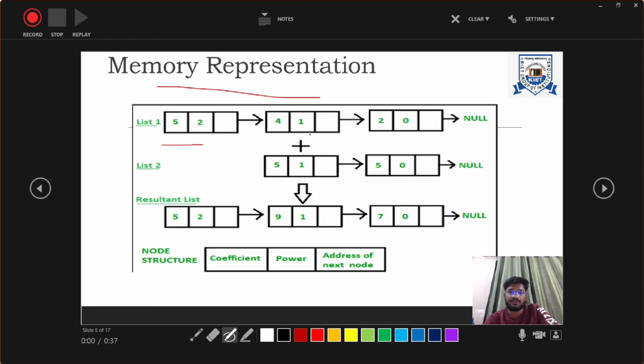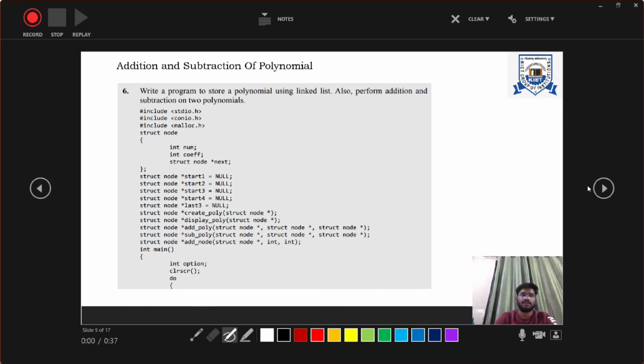For the first one, we are writing the data part and the exponent form, and a pointer pointing to the address of the next. And similarly for list 2, and when they are added, they are represented in memory like this: the node structure, the coefficient, the power, and the address of the next node. Now let's take a look at addition and subtraction of a polynomial.